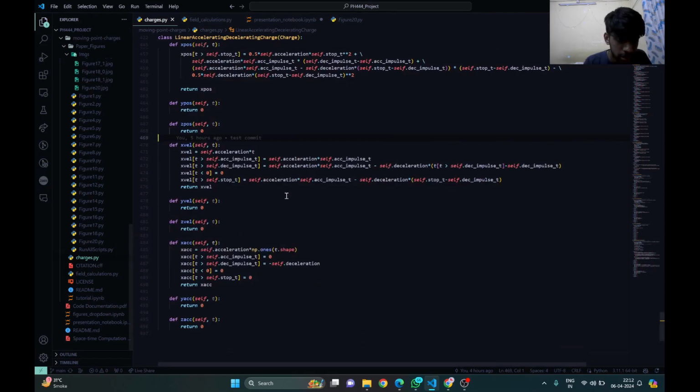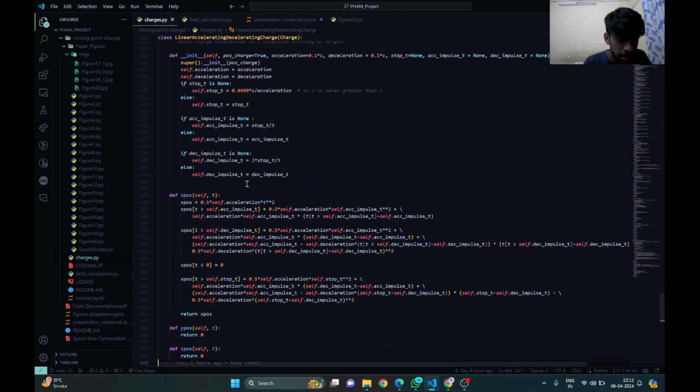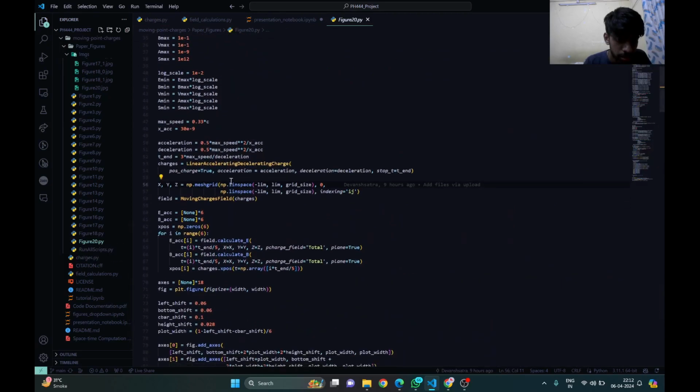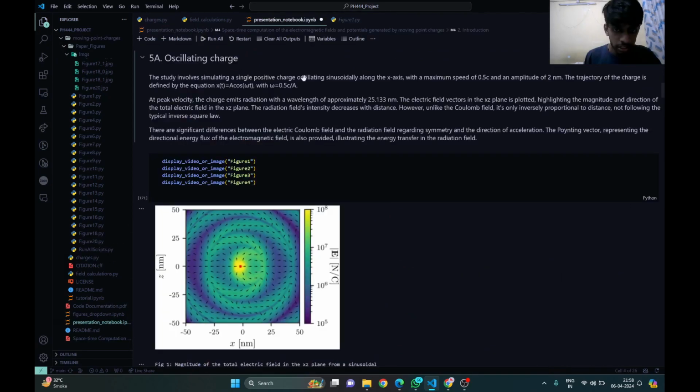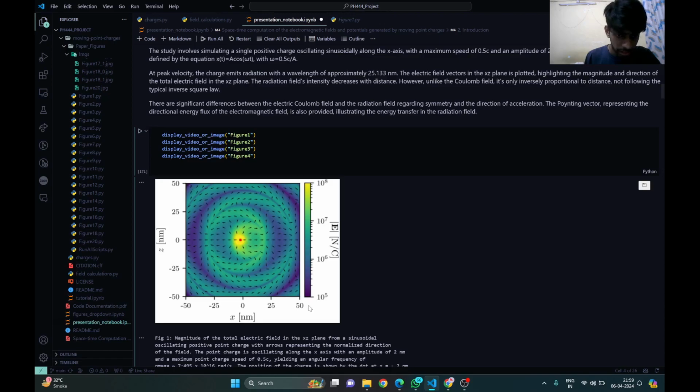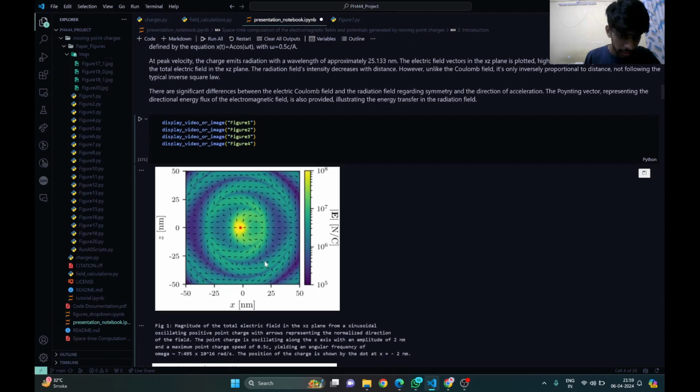So I've used this. I've added this class and made figure 20.py, oscillating along the x-axis with a max speed of 0.5 c at the origin and an amplitude of 2 nanometers. Here the figure we have chosen is an XZ slice of the 3D system, and we are only showing the magnitude of the electric field currently.